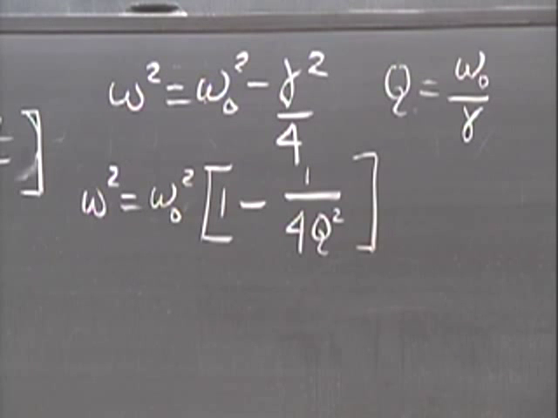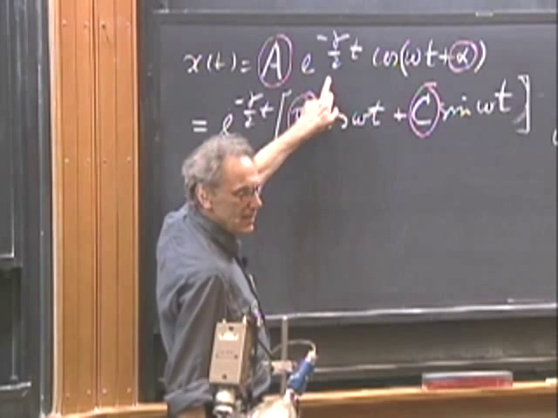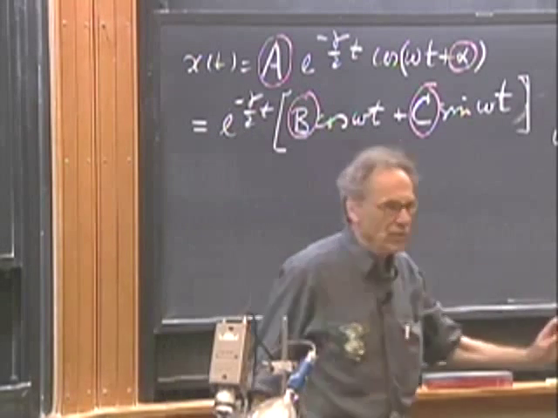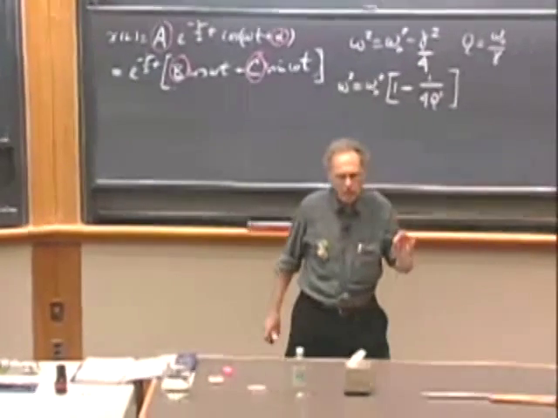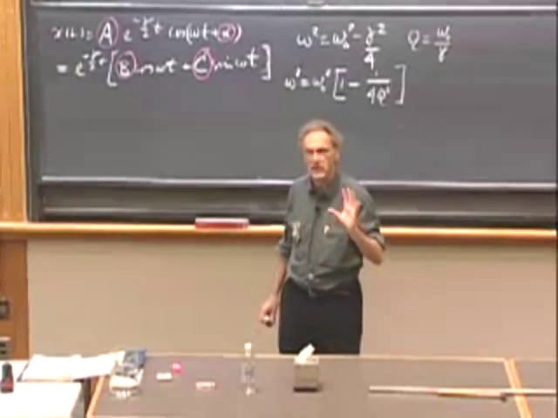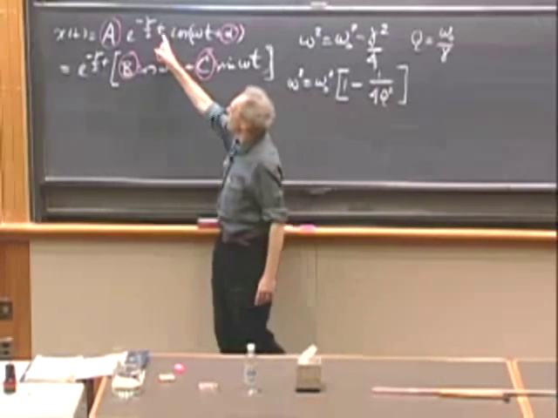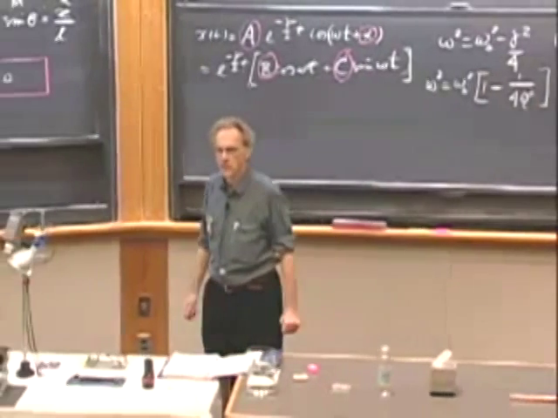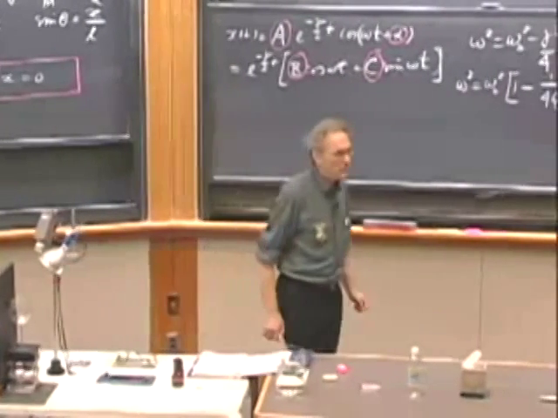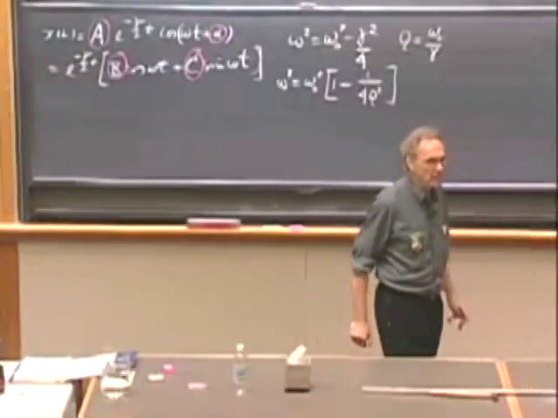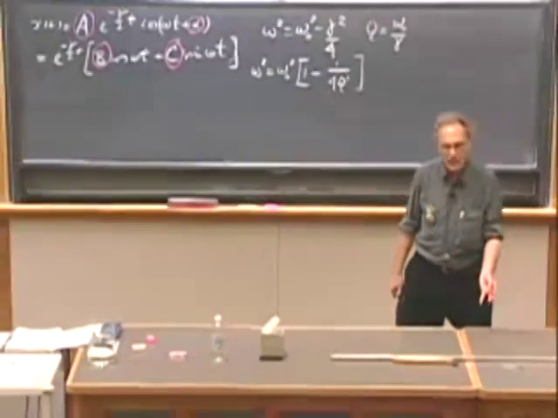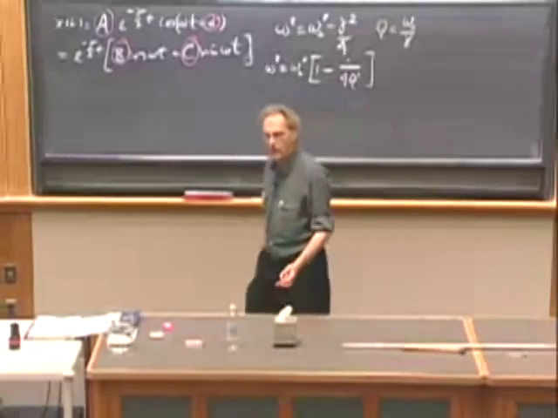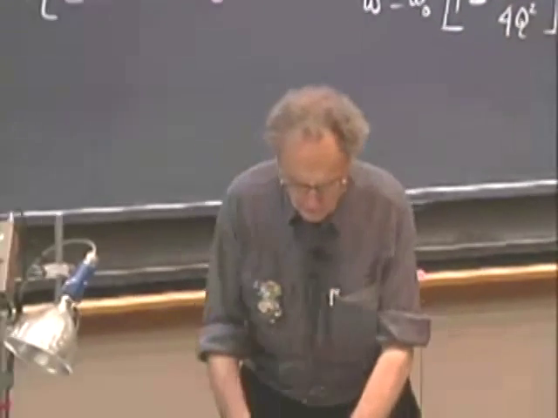And so what happens here is that the amplitude is decaying with a 1/e time constant, which is 2 divided by gamma seconds. If you put in t equals 2 divided by gamma, the amplitude goes down by a factor of e. Since energy is always proportional to amplitude squared, the decay time of the energy is not 2 over gamma, but is 1 divided by gamma.